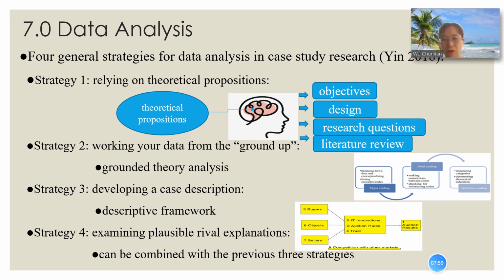Strategy 3 is developing a case description. With the descriptive framework, our data analysis will become easier. Strategy 4 is examining plausible rival explanations. This strategy can be combined with the previous three strategies. In my research, I will mainly use strategy 1 and strategy 4.